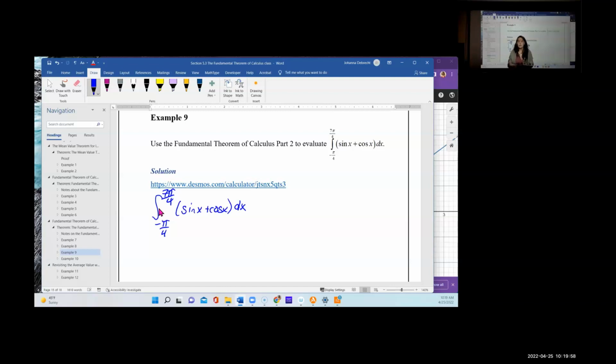The x is a dummy variable because this is a definite integral, so we're going to get a number for the answer. I could use any symbol I wanted. I could rewrite this as the integral from -π/4 to 7π/4 of sine of star plus cosine of star d star. In fact, let's do it. It's a dummy variable, so it'll disappear.